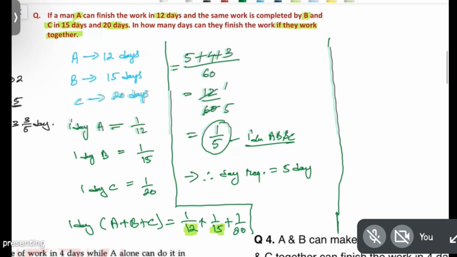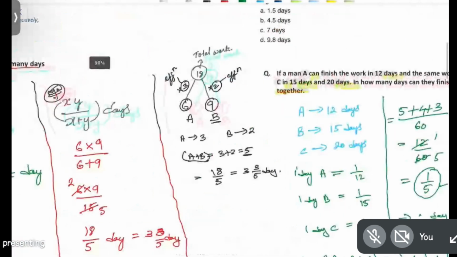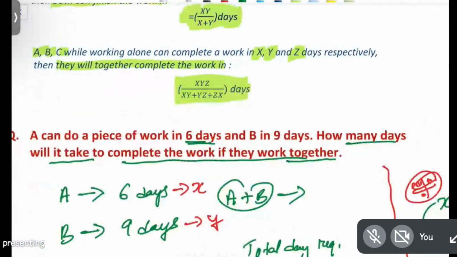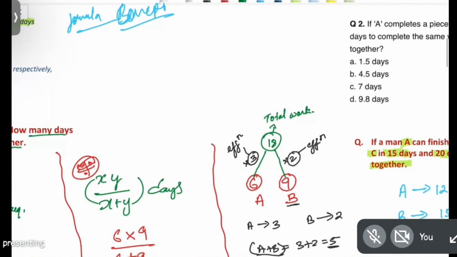I'll give you the formula approach directly. Formula approach is this one. Again, I'll give you a longer one. When we talk about 3 persons, the formula is xyz divided by xy plus yz plus zx. Our calculation may be very lengthy in this case, so I'll leave this formula approach for you.